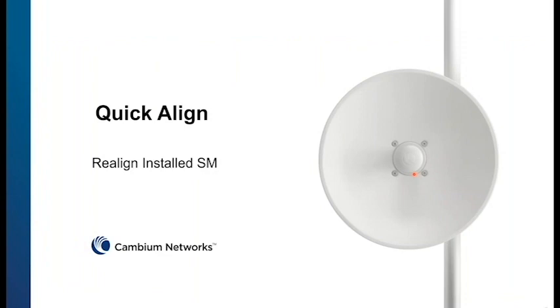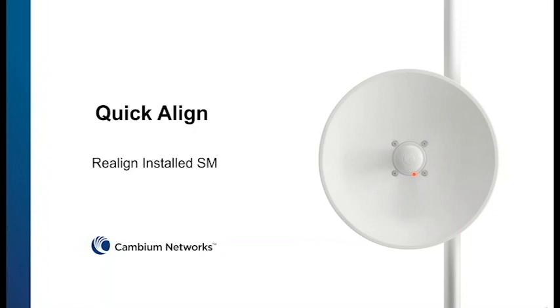Okay. Next feature is quick align. Actually, this was the first enhancement request we got when we originally started beta trialing cnArcher. And the request was simple. Not all install visits are to install a brand new SM.